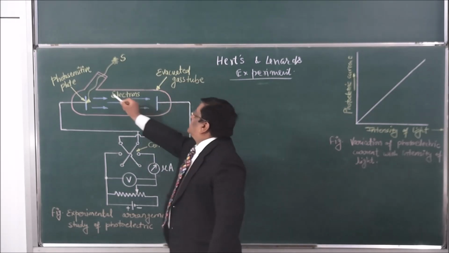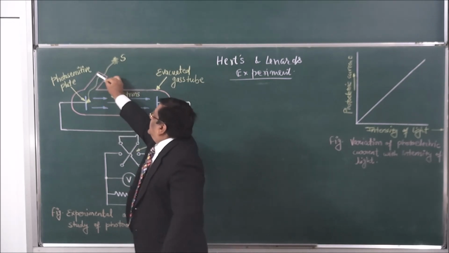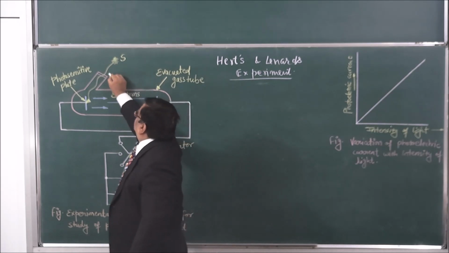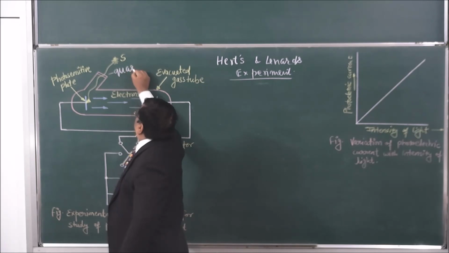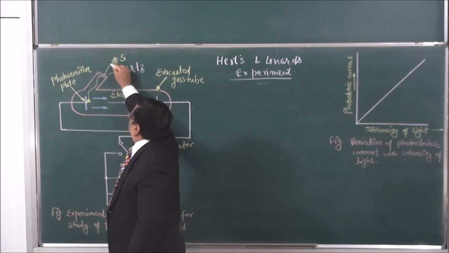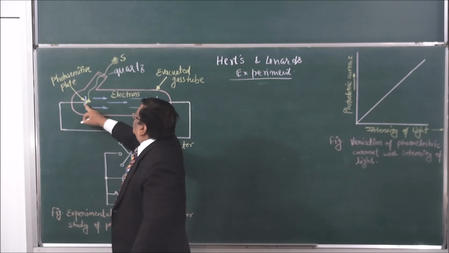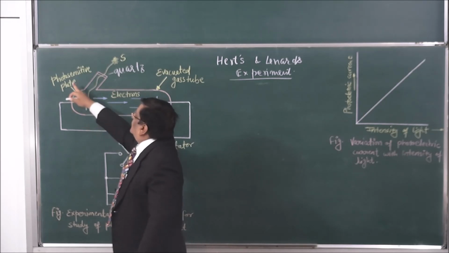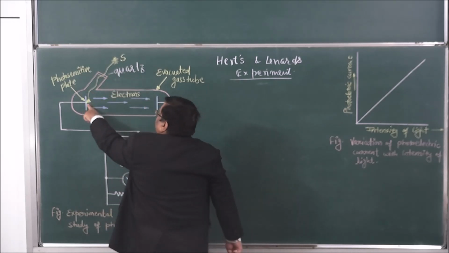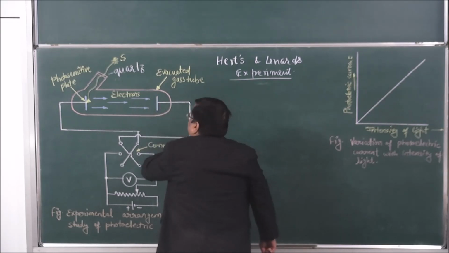One evacuated glass tube is taken. This is the glass tube, and here it is closed. This is a quartz lens. Here is the source of light, and from here the light can enter through this quartz, and it falls on a photosensitive plate. This is a metal plate on which the light is falling, and here is another plate, and we connect it outside.